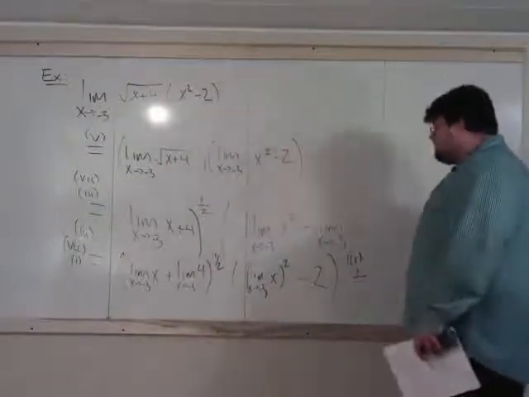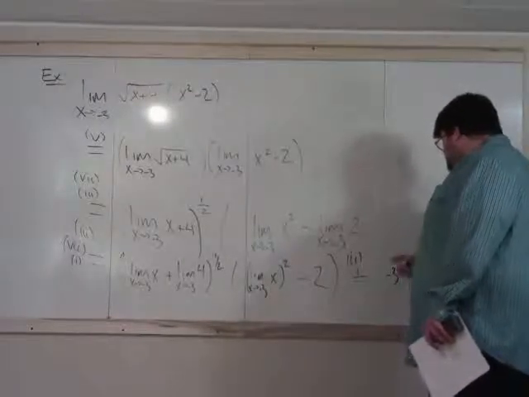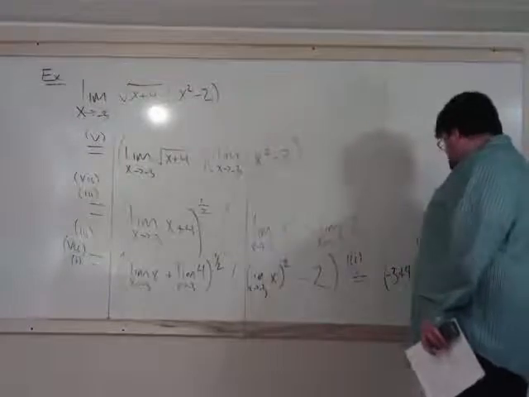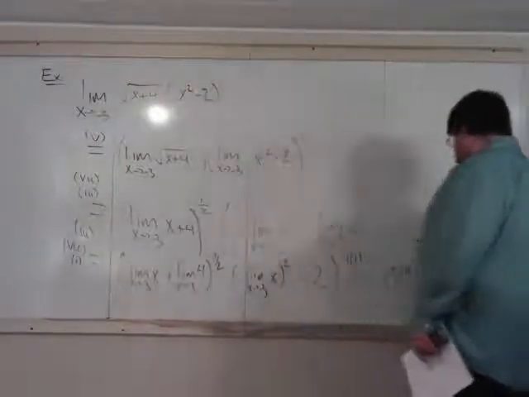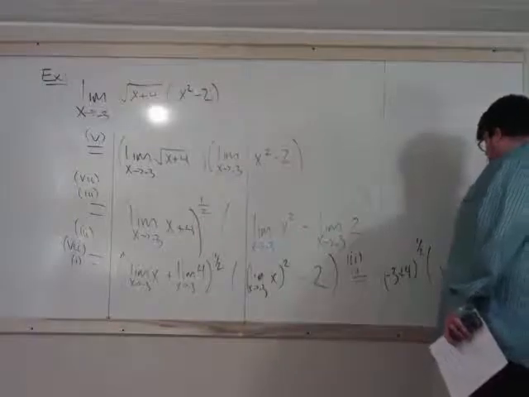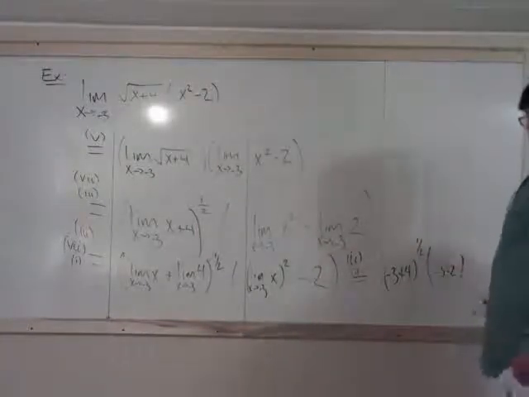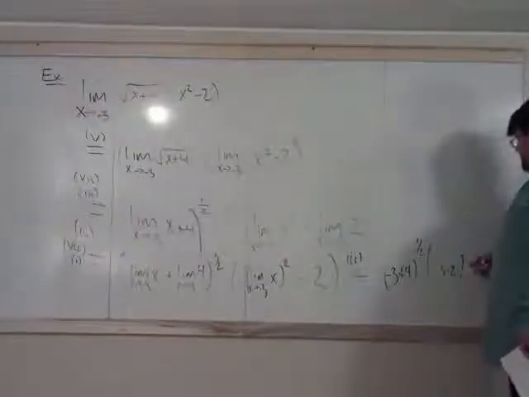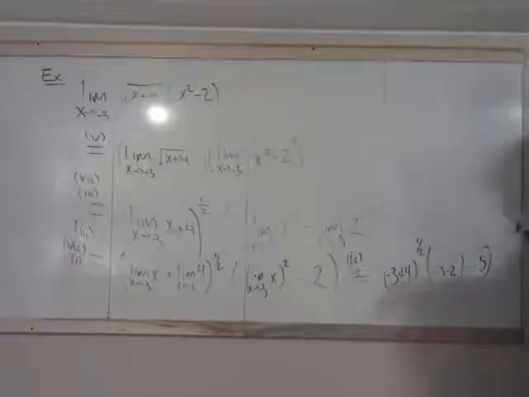So let's write that down. So we have -3 plus 4, all to the 1/2, times -3 minus 2. And what does that equal? Well, that's 1 to the 1/2. 1 to the 1/2 is 1. 1 times -5 gives you -5.